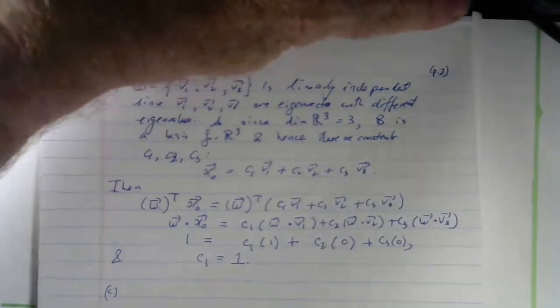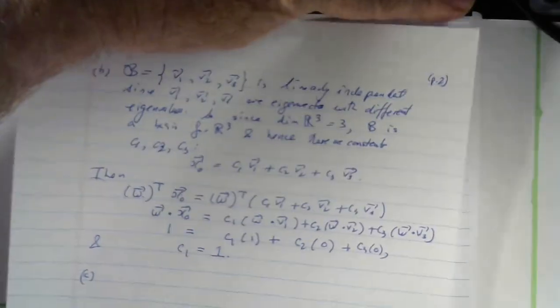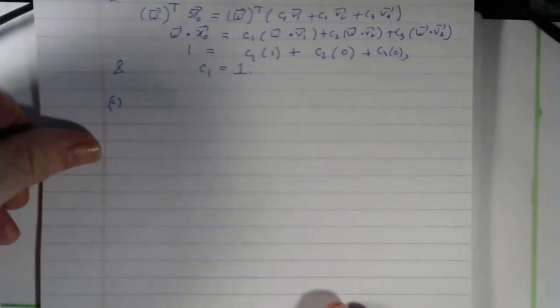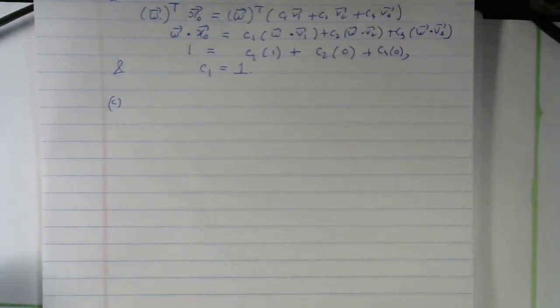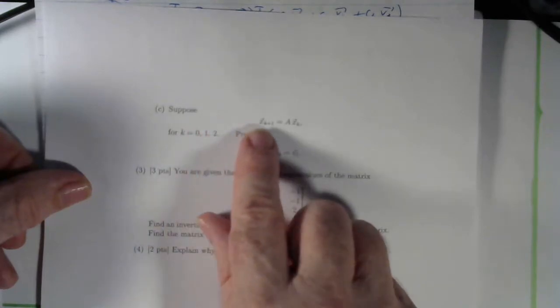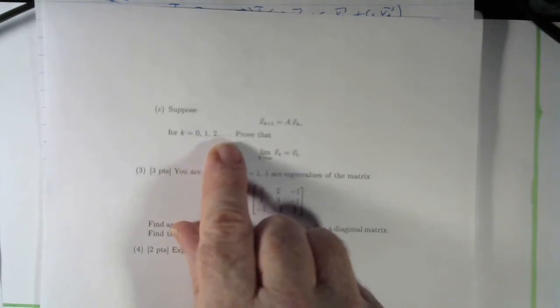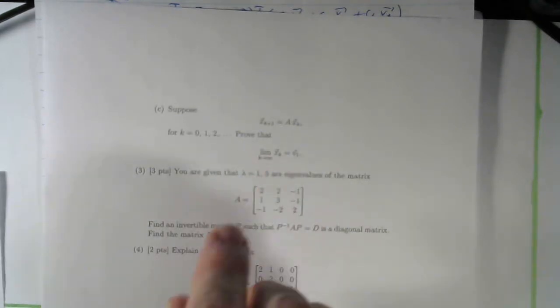Okay, we continue with our problem. So we're on part C. In part C, we suppose that x sub k plus 1 equals a times x sub k for k equals 0, 1, 2, etc. And we have to prove that the limit as k goes to infinity of x sub k is equal to v1.